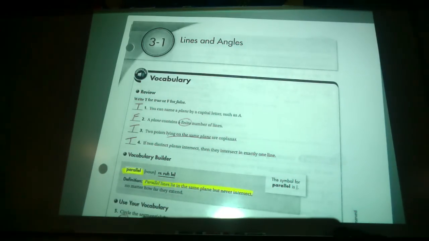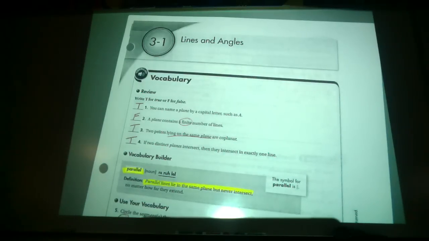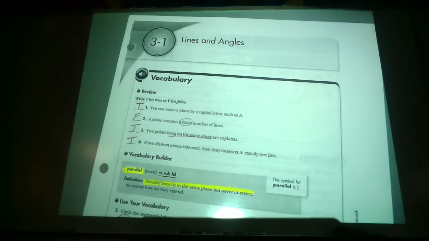Which polygons have 2 pairs of parallel sides? Does a rectangle have 2 pairs of parallel sides? Yes. How about a parallelogram? Why it's called a parallelogram? That's 2 sets. What about a square? Yep. What about a trapezoid? What does a trapezoid look like? It looks like this. Oh, you can't see it? Thanks for telling me now.